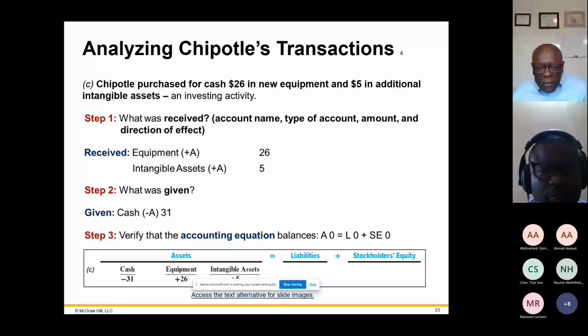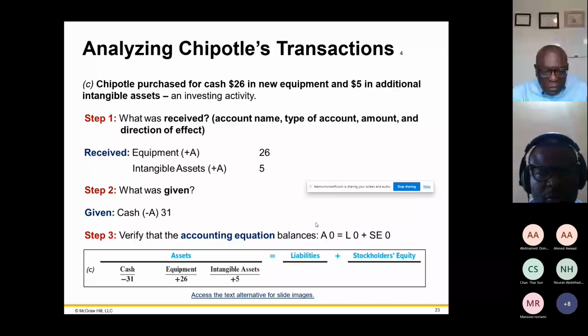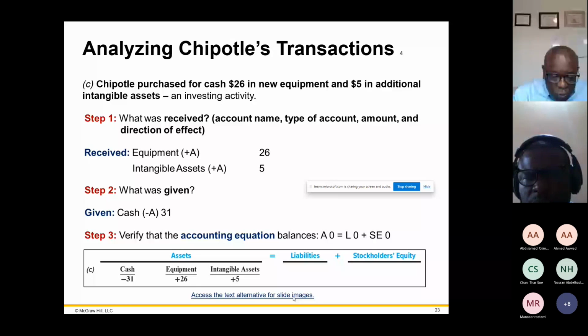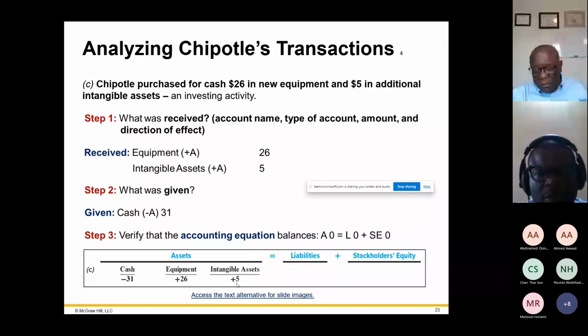Okay, so you can see now that plus 26 plus 5 will give us 31. So you can see the balance sheet always balances. Even though liability and stockholders' equity were not affected, the balance sheet still balanced because plus 26 went to the equipment, plus 5 to intangible assets.